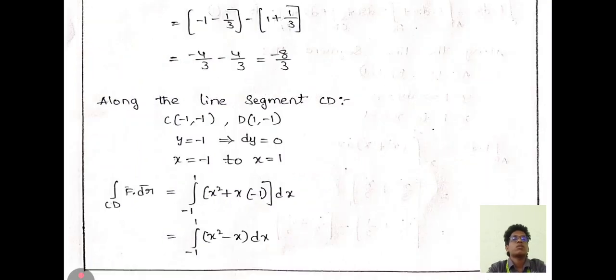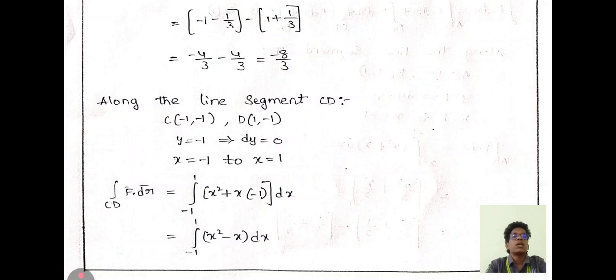Along the line segment BC, B is (-1, 1), C is (-1, -1). x = -1, then dx = 0, and y goes from 1 to -1. The integral over BC of F̄·dr̄ is equal to the integral from 1 to -1 of (1 + y²) dy. After integration, [y + y³/3] from 1 to -1. We can substitute the values: (-1 - 1/3) - (1 + 1/3) = -4/3 - 4/3 = -8/3.